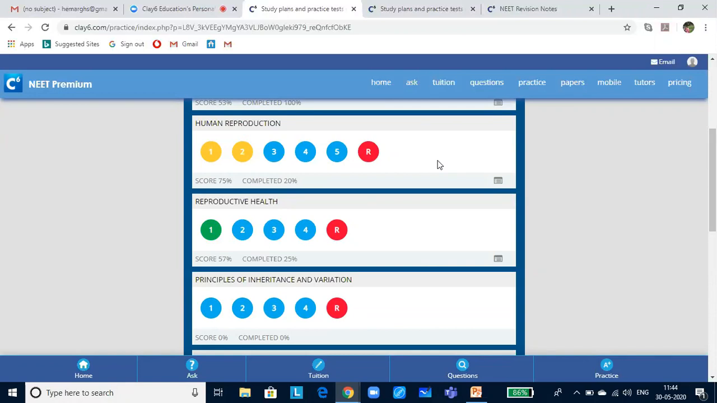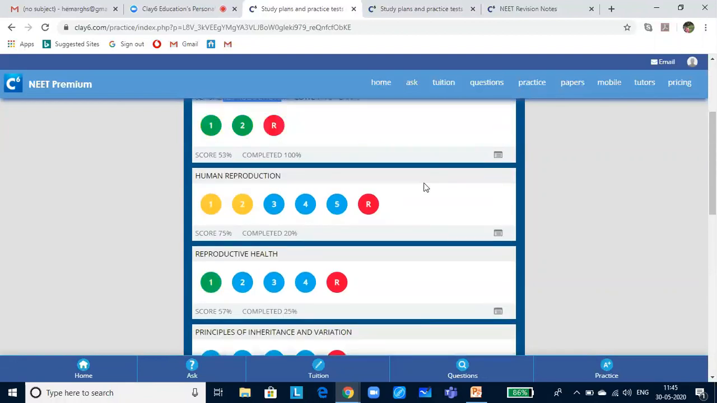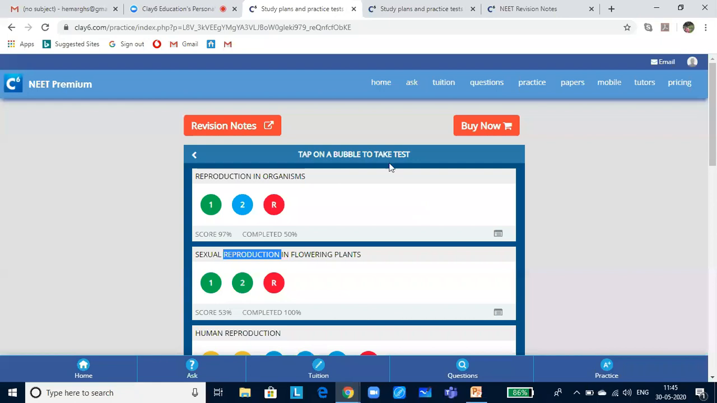This would help you analyze and know where you really are in your preparation, whether you have understood the concepts or whether you need practice for application, so that you can improve before you give your actual NEET examination. Now if you click on this, it will open into revision notes, which is a PDF. I hope you have got to know how to navigate the website.